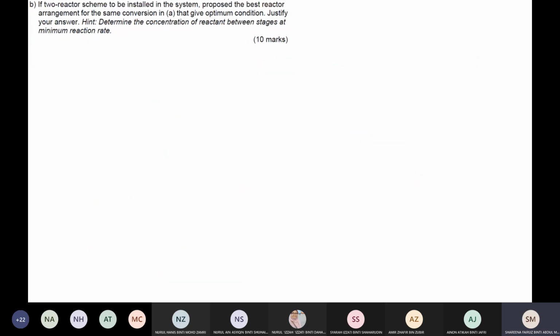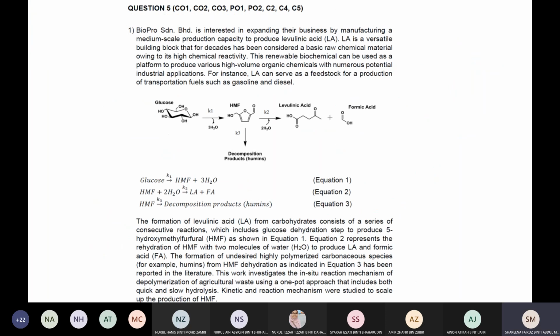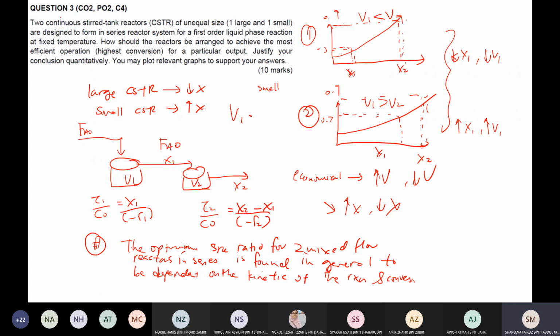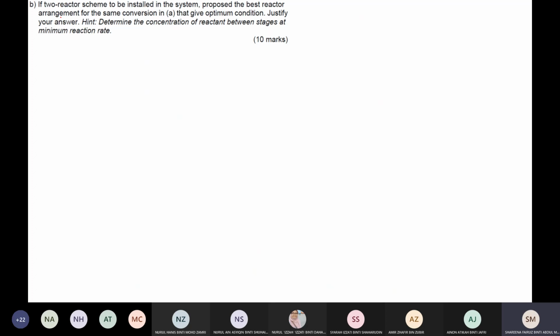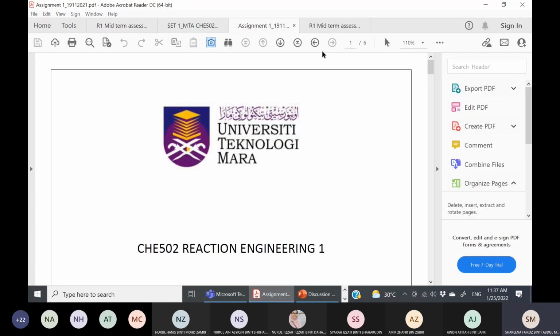So question number 5 ni. Kenapa number 5? Okay, number 4 ni pula, sebenarnya you kena buat graph. If two reactors keen to be isothermal, propose the best reactor arrangement for the same conversion in A that gives optimum condition, justify your answer. Kenapa terus ni? Question 3. Oh, I lupa nak letak 4A. Ya Allah. Okay, sekejap. Sorry ya, saya tertinggal nak letak 4A sebenarnya.